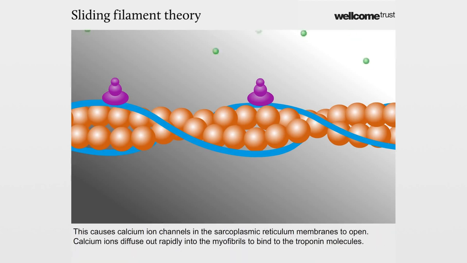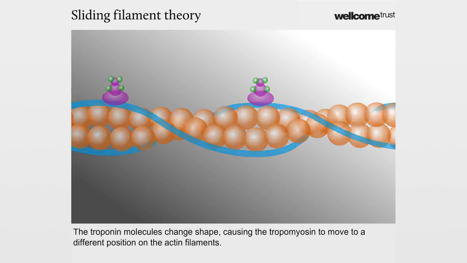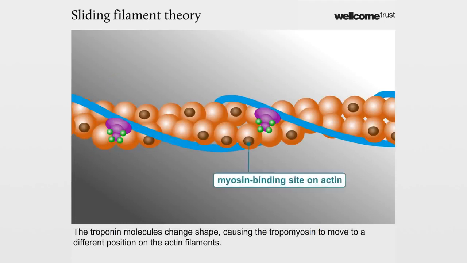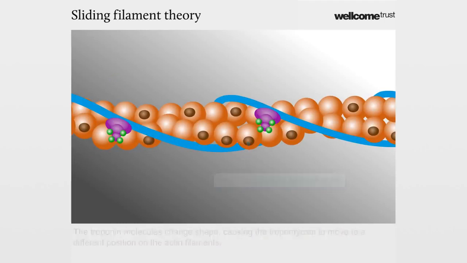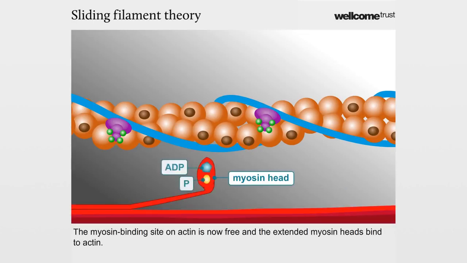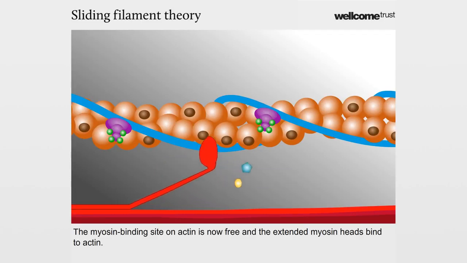This causes calcium ion channels in the sarcoplasmic reticulum membranes to open. Calcium ions diffuse out rapidly into the myofibrils to bind to the troponin molecules. The troponin molecules change shape, causing the tropomyosin to move to a different position on the actin filaments. The myosin binding site on actin is now free, and the extended myosin heads bind to actin.